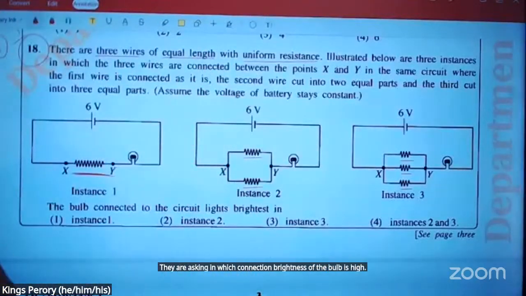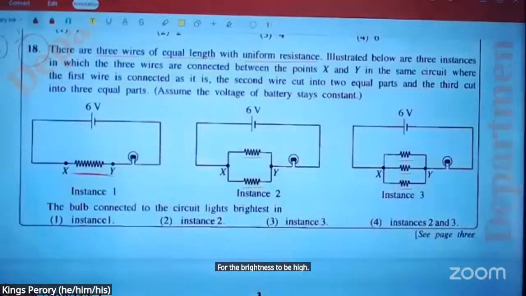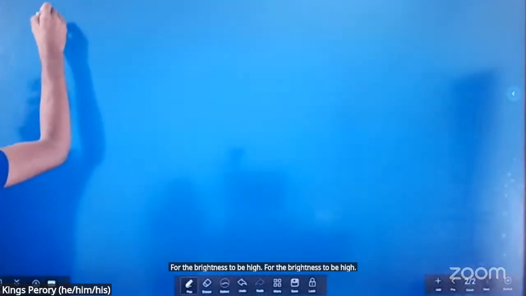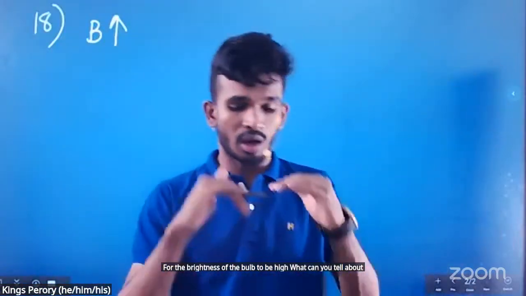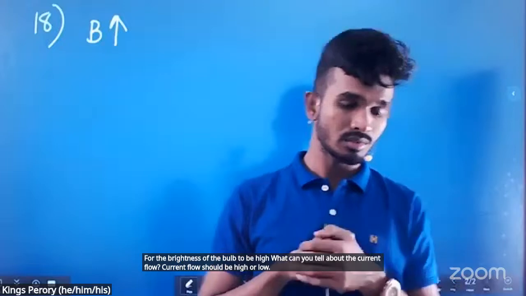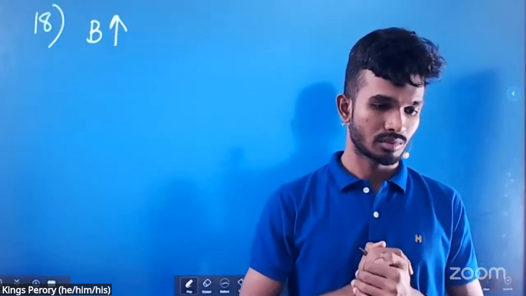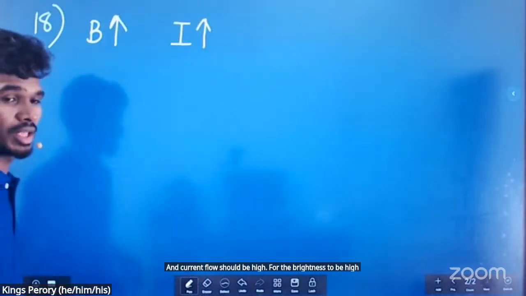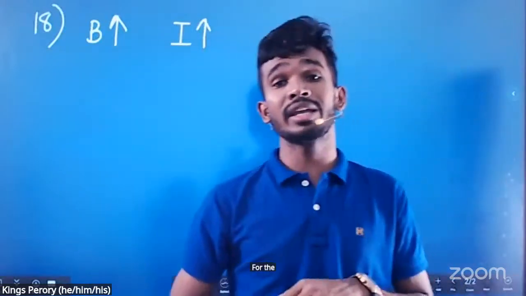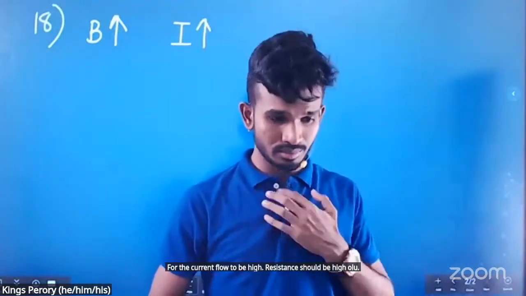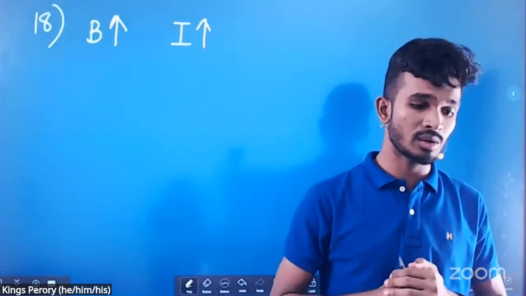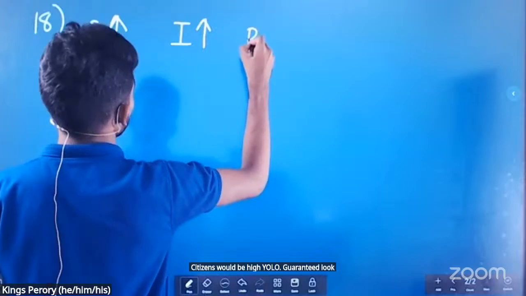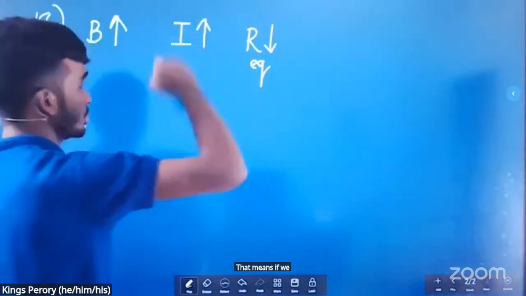First tell me, for the brightness of the bulb to be high, what can you tell about the current flow? Current flow should be high. For the current flow to be high, should the resistance be high or low? Guaranteed low. That means the equivalent resistance should be low.